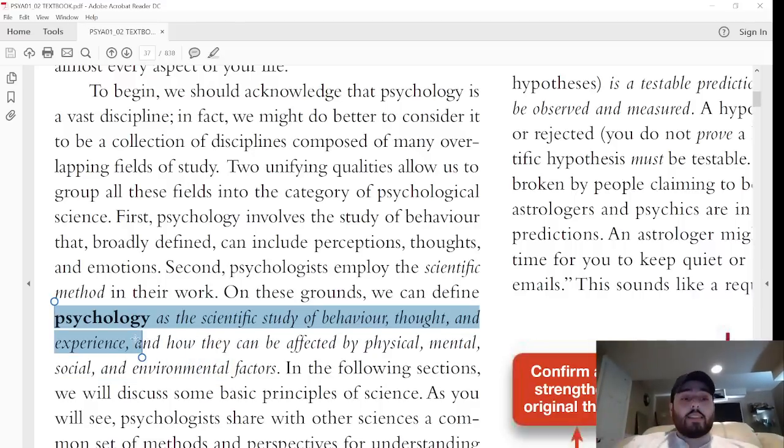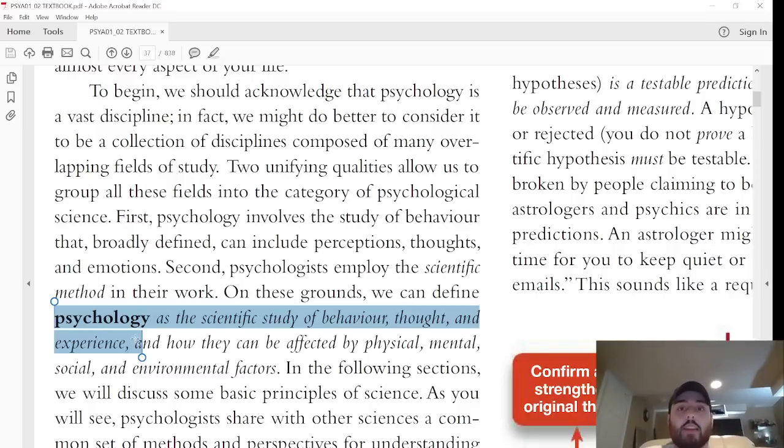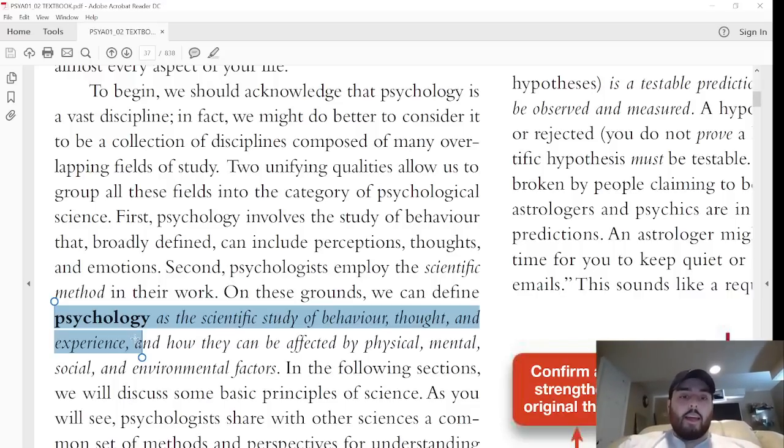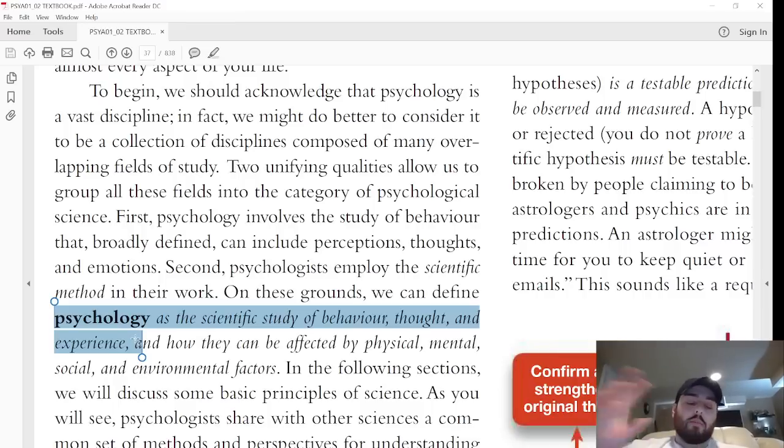And so that is essentially, moving away from the text, what the actual study of psychology is. And that's what the Human Mind Project is going to focus on, as this is learning about the scientific study of the mind, which is psychology, and that it comprises behavior, thought, and experience.